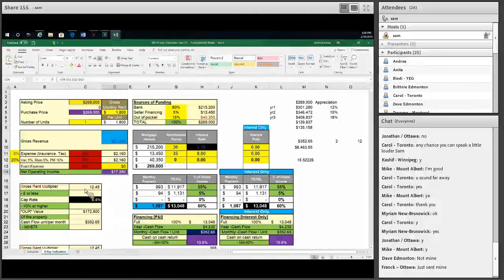The gross rent multiplier is 12.45, which is higher than what we'd like to see, but that's okay. Cap rate's 6, so it's right on the edge of profitability. We can see what we can do with this.